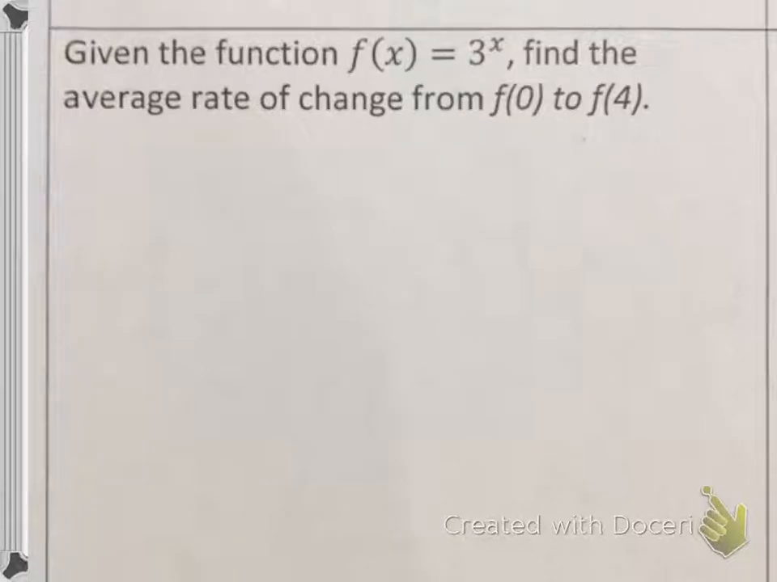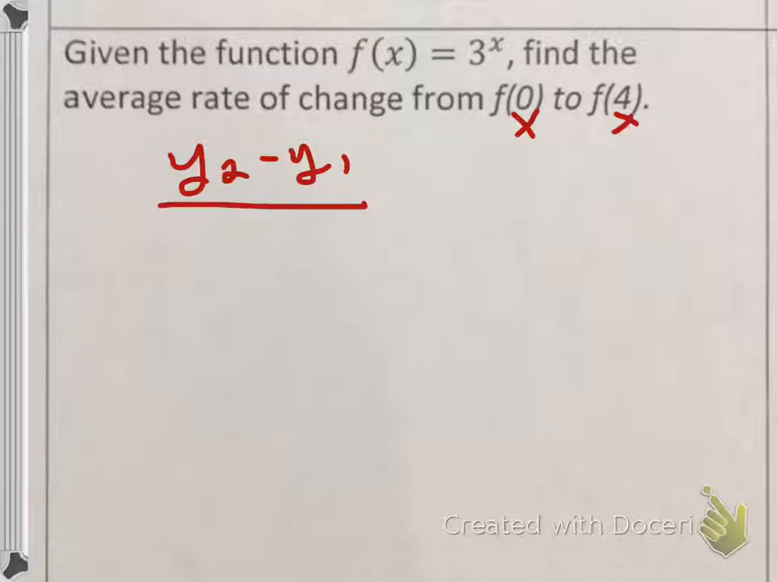All right, here's another example. It says, given the function f of x equals 3 to the x, find the average rate of change from f of 0 to f of 4. Now, if you remember, these are both x values. We substitute them in as x. In order to find the average rate of change, I need to have a y1 and a y2, an x2 and an x1. So I have an x1 and an x2, but I've got to get their y values. So I'm going to substitute them into that 3 to the x formula and get my values.